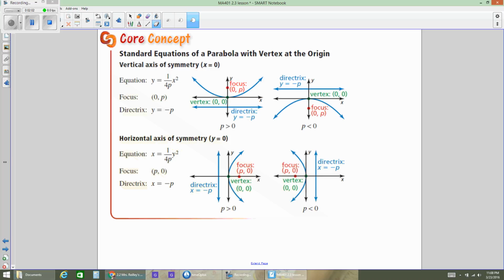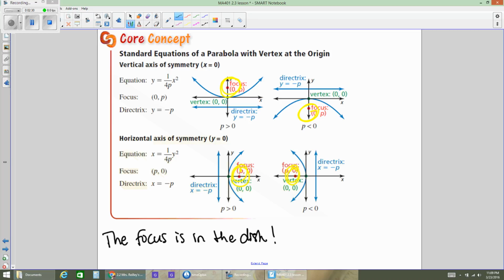And then now you have this thing called the focus. The focus is actually really important. And what I need you to look at in every single one of these pictures is that the focus is always on the inside of the curve. It's on the inside. So I'm going to say the focus is in the dish. And I say dish because I'm going to draw you a nice little picture here.